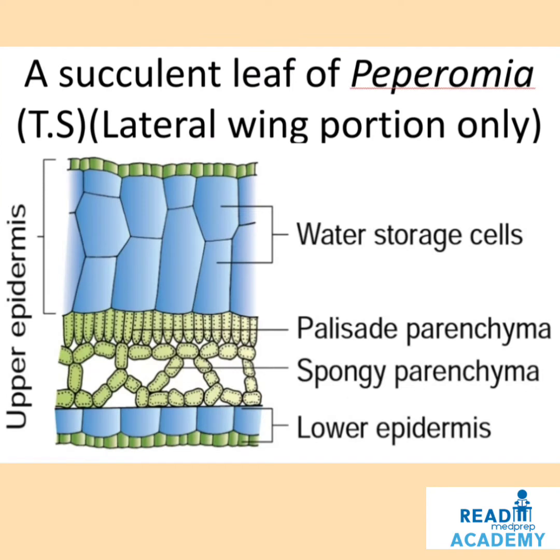In this you can see a succulent leaf of Peperomia, which is a transverse section, the lateral wing portion only, where it has a thick cuticle with the upper epidermis, water storage cells. Below the water storage cells is the palisade parenchyma, the spongy parenchyma, and below which is the lower epidermis.